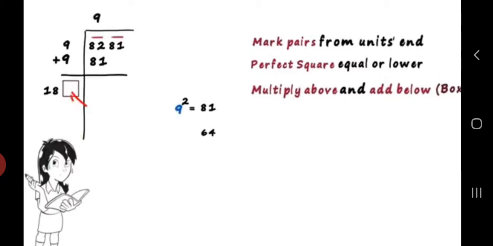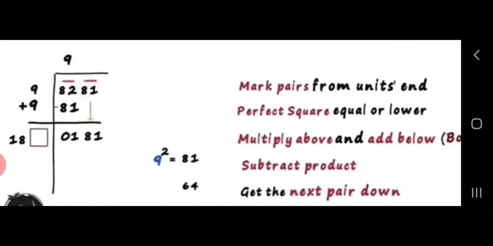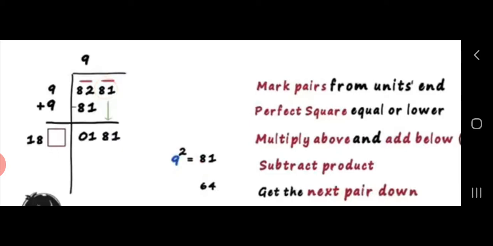Now our next step is subtract the product. So next we shall subtract 81 from 82 and get the number 1. Next we get the next pair down. Here the next pair is 81. So we get the pair 81 down.